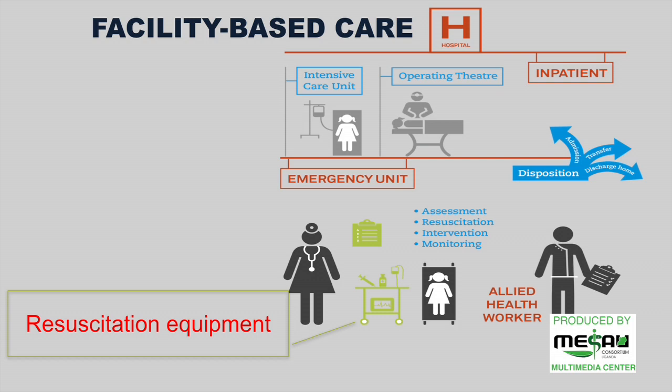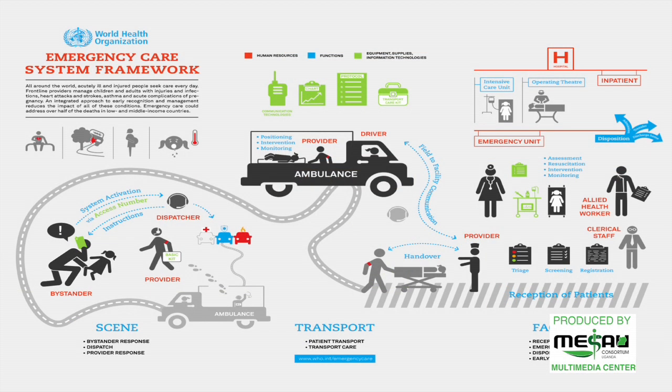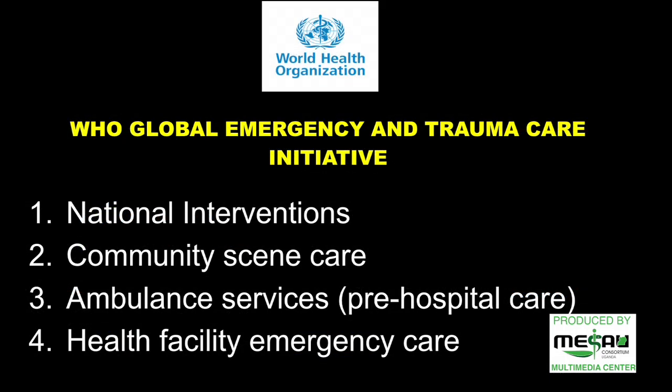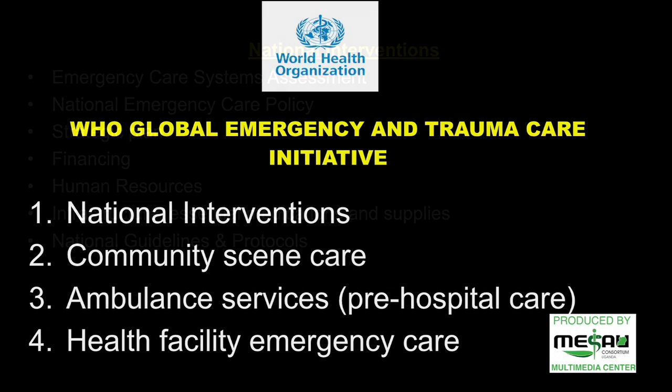So in summary, that is the emergency care system that we talk about when we talk about response to those issues. The WHO last week developed the Global Emergency and Trauma Care Initiative that is going to create a drive for countries to develop systems to implement proper emergency care. And it has 4 priorities: national interventions, community level interventions, pre-hospital interventions, as well as hospital interventions. So it's a very, very extensive piece of work.